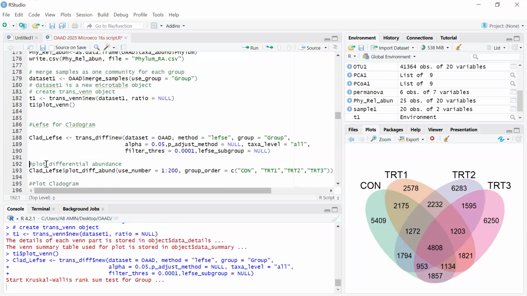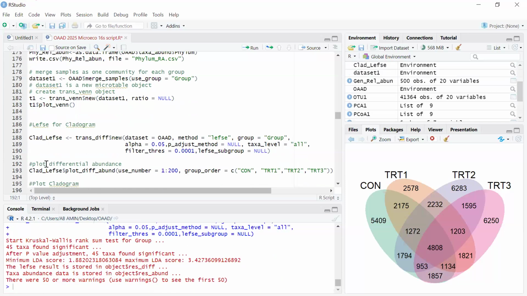So this is to calculate LEfSe for all the taxa level data set, OAU calculation method, differential analysis, just to calculate LEfSe using group as a factor at alpha level 0.05 and all the taxa levels, and filtration threshold as the taxa to use for this should have relative abundance of at least 0.01%. That's times 100.